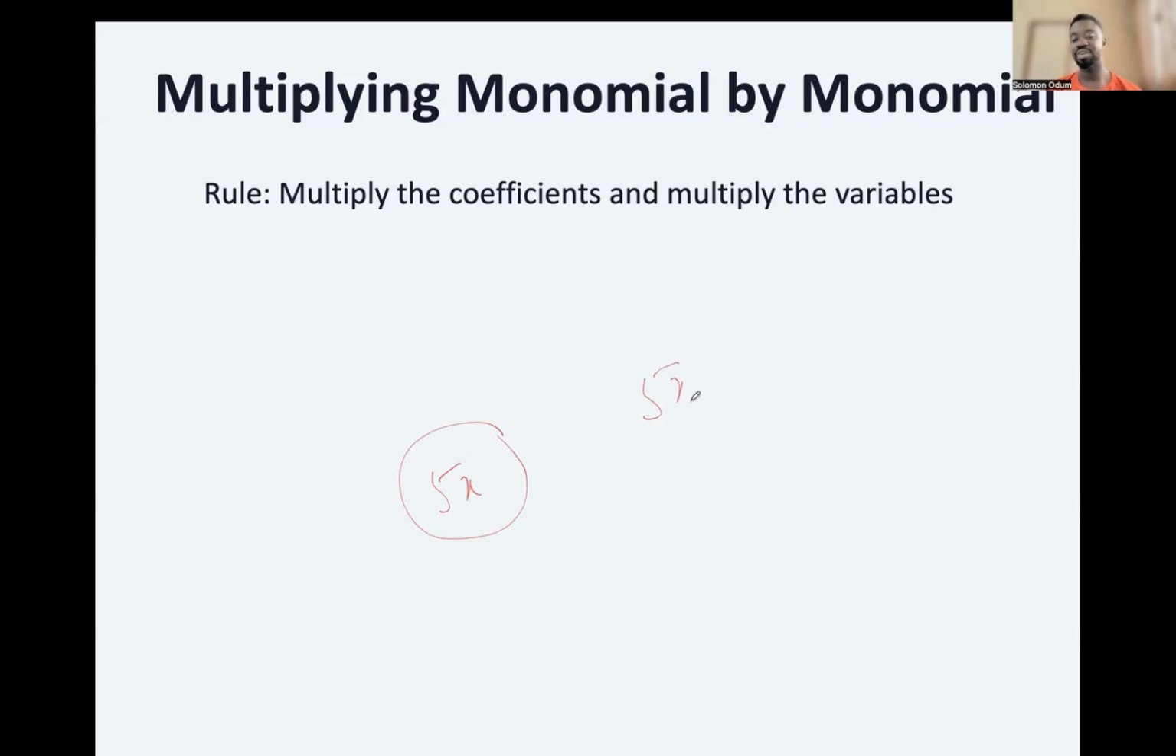Say we multiply 5x by another 4x. So we have 5x times 4x. By convention, we multiply the coefficients and multiply the variables. The coefficient of 5x is 5, and the coefficient of 4x is 4. So you multiply the coefficients: 5 times 4 is 20.